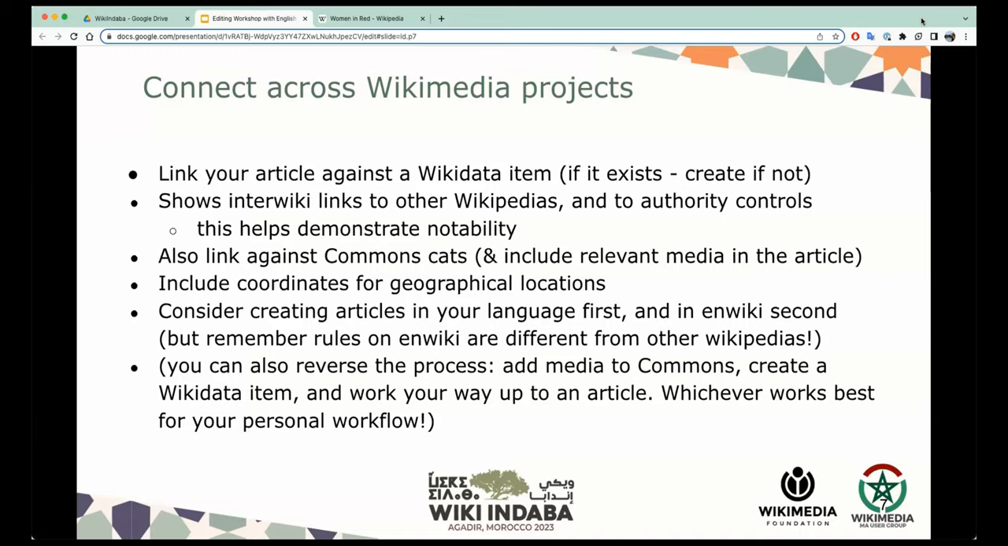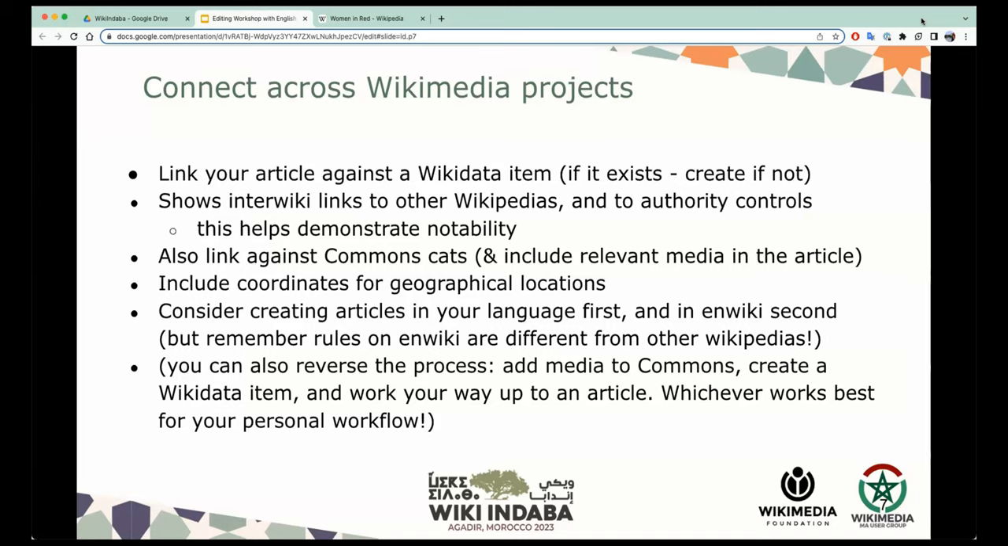I just want to say a few words about this. As well as Wikidata, there is Wikimedia Commons, which holds media and photos, and often there will be a category for that, which may be related to your article. If you can link those, it demonstrates that there is extra information that can be found about the subject. So it demonstrates more notability and makes it more likely to stay in Wikipedia in the long term.